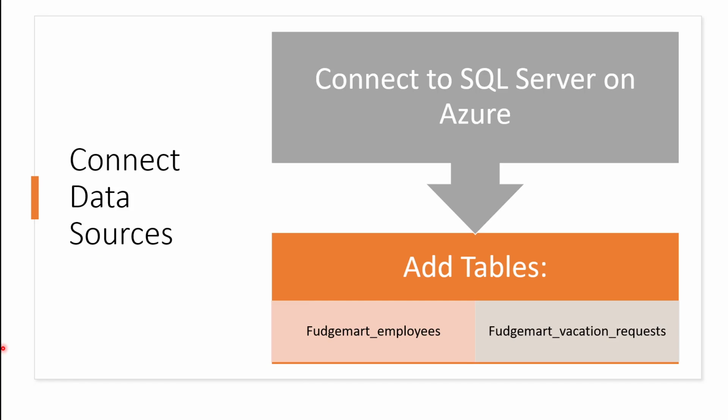All right, so next thing I need to do is connect some data to my app so that I can get an employee directory and process these vacation requests. And what I'm going to do is connect to my SQL Server on Azure, and then I will add these two tables as data sources.